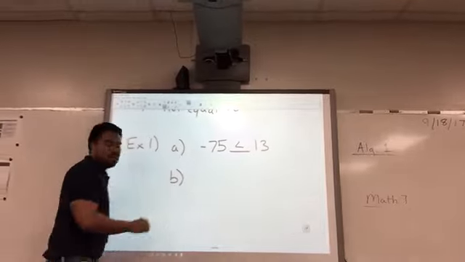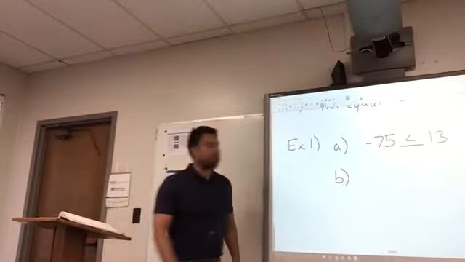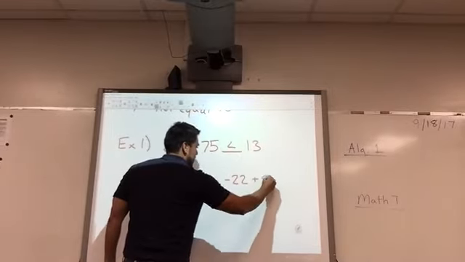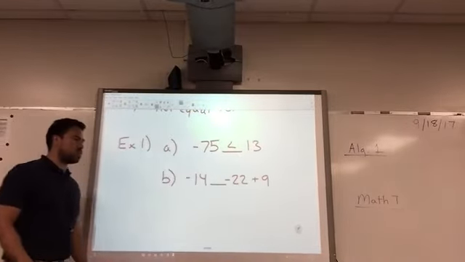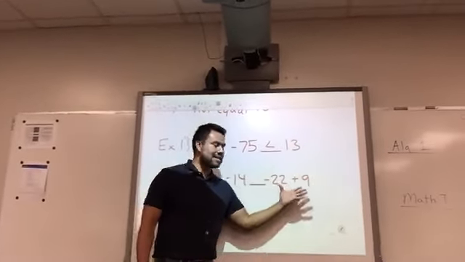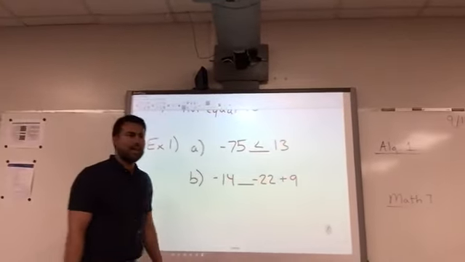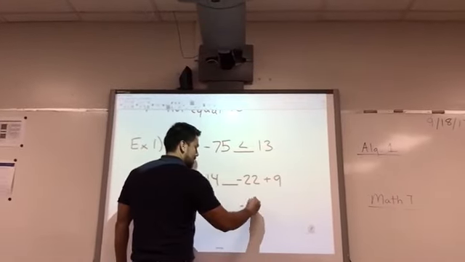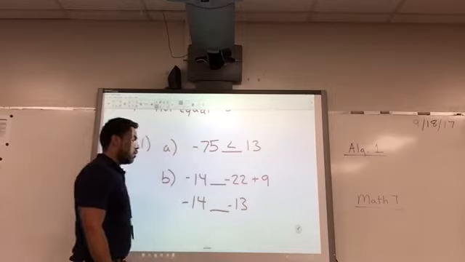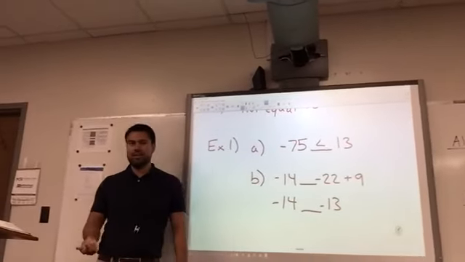Okay, B. B is comparing negative 14 and negative 22 plus 9. So you're comparing those two expressions. Negative 14 is easy to think of. What is negative 22 plus 9? Negative 13. So that's kind of a review of your adding and subtracting integers. So what's the comparison symbol here?